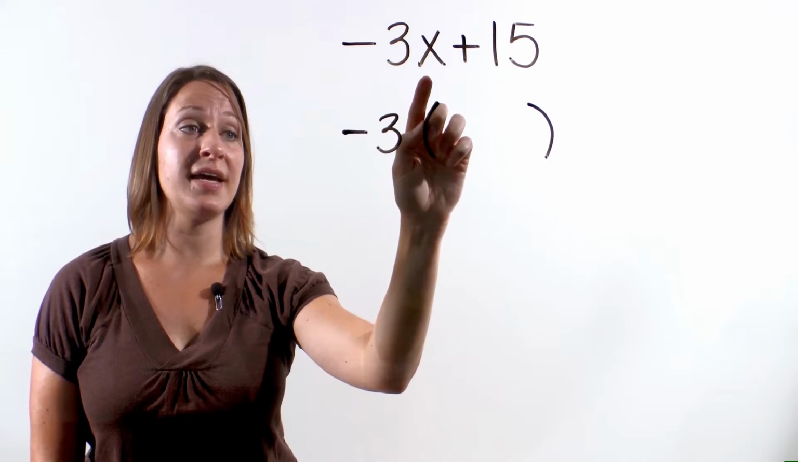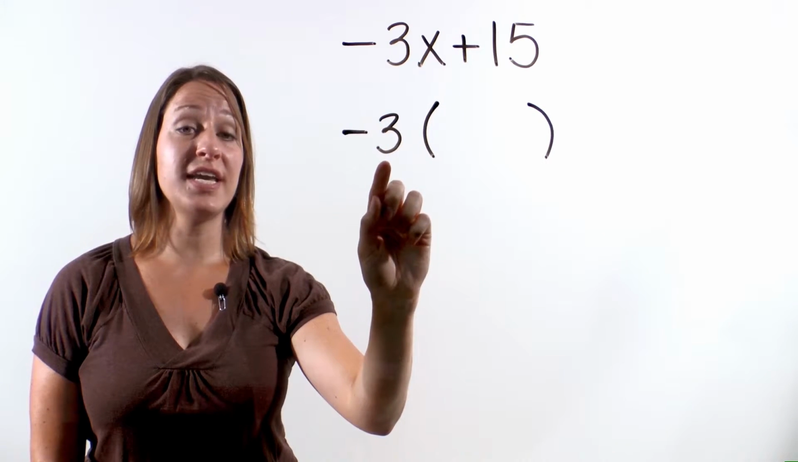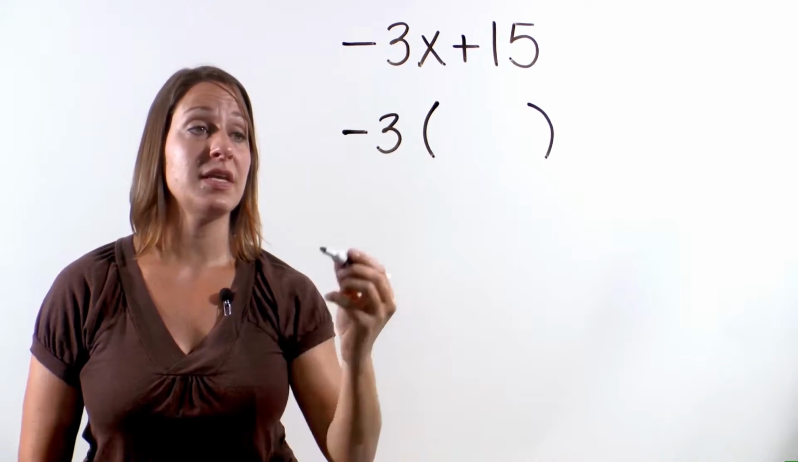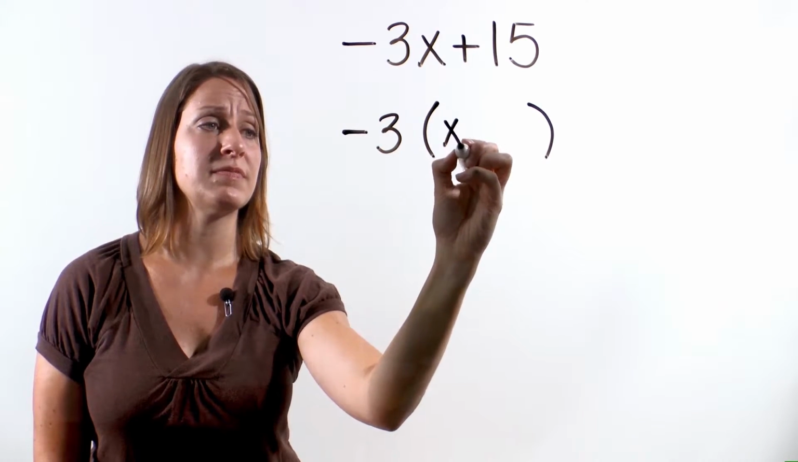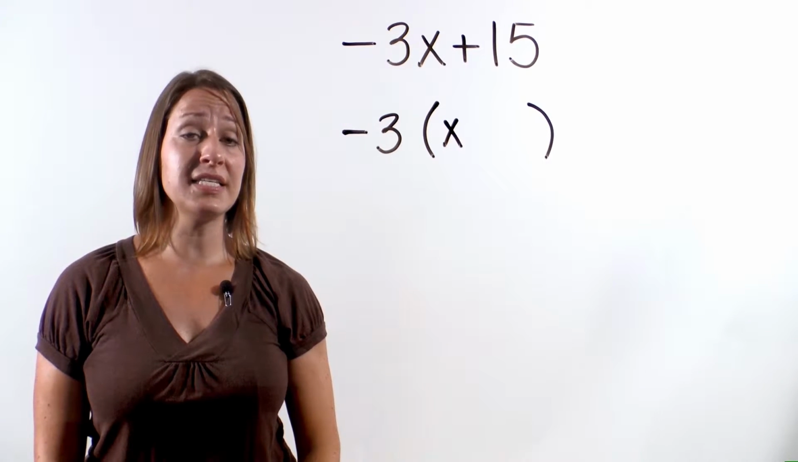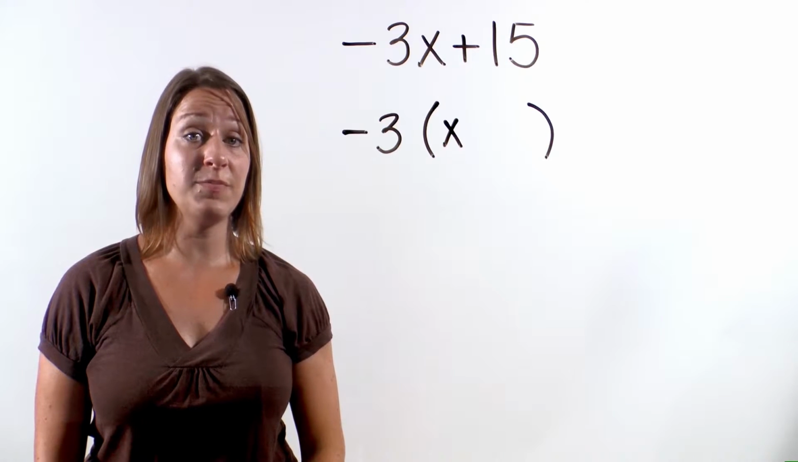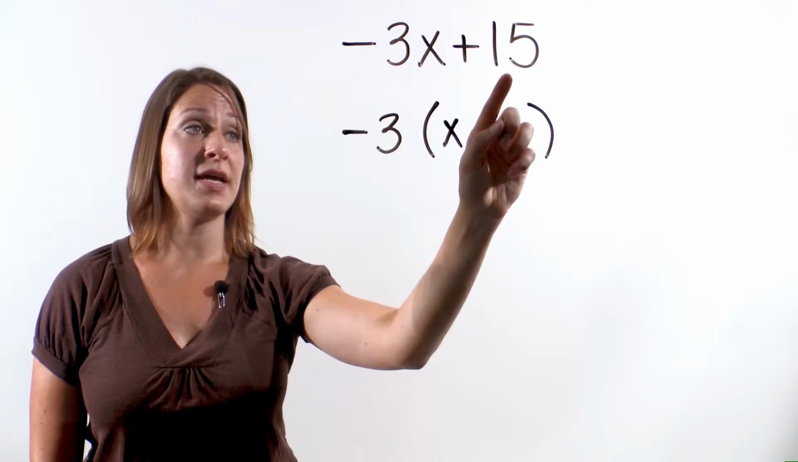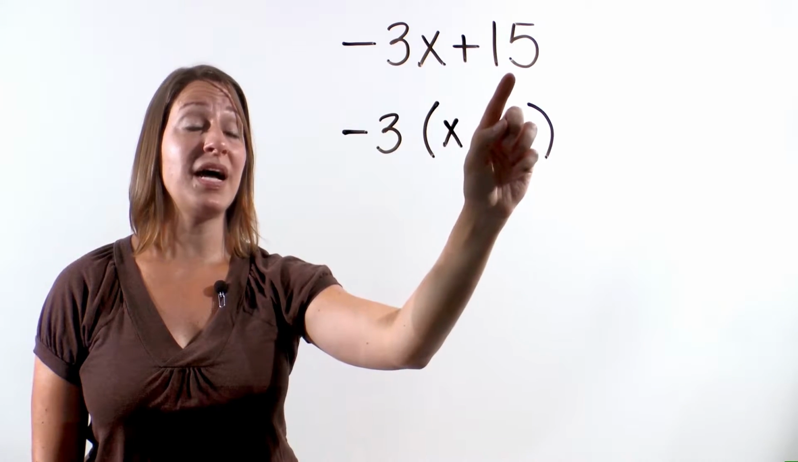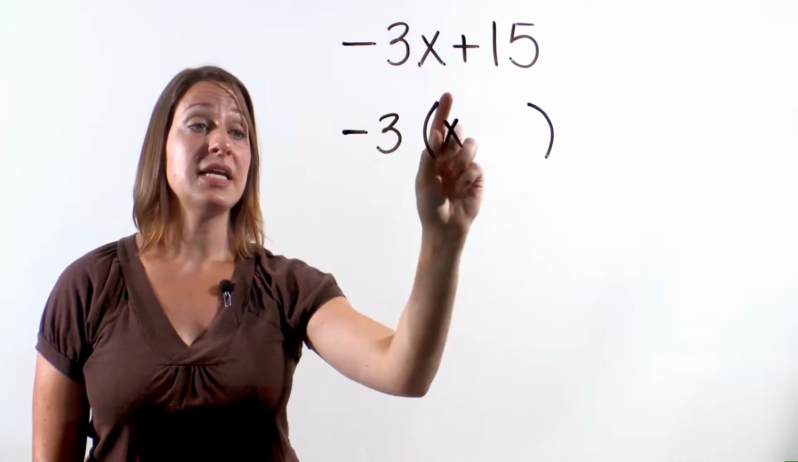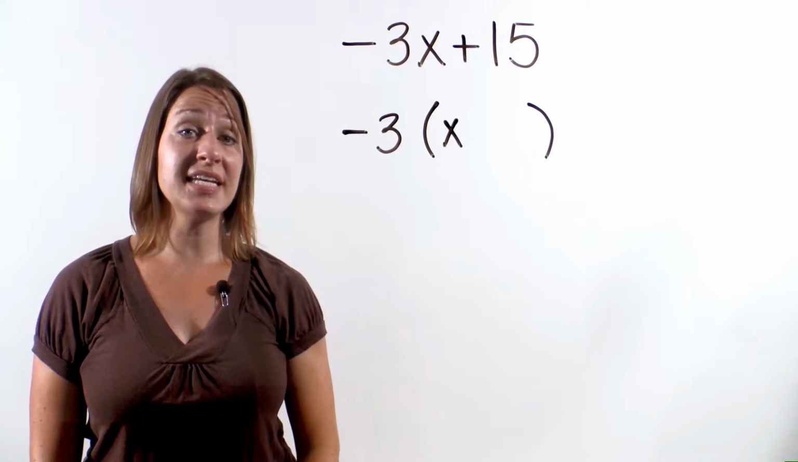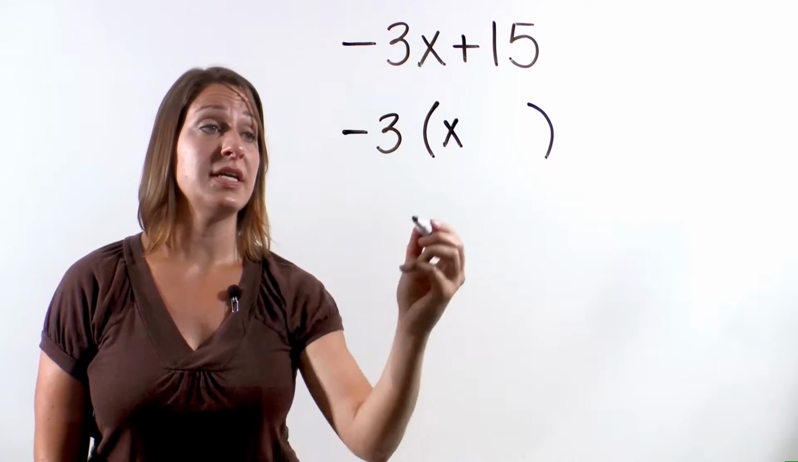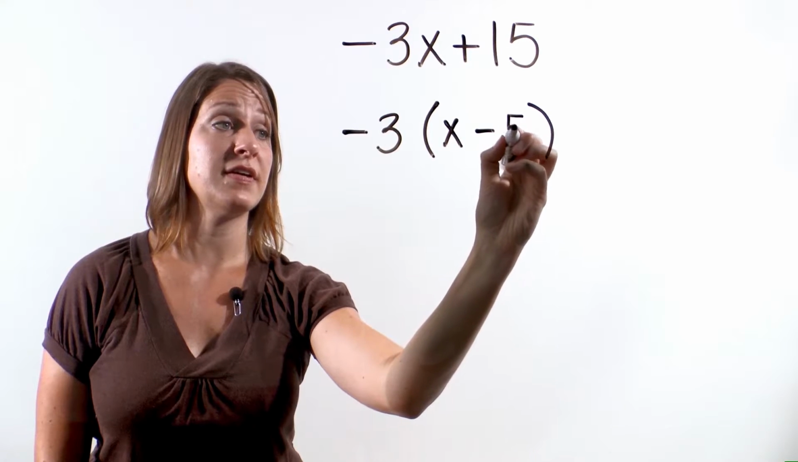Negative 3x, when you take out a negative 3, it's a positive x, because negative 3x divided by negative 3 is a positive x. Next, 15, a positive 15, divided by a negative 3 is a negative 5.